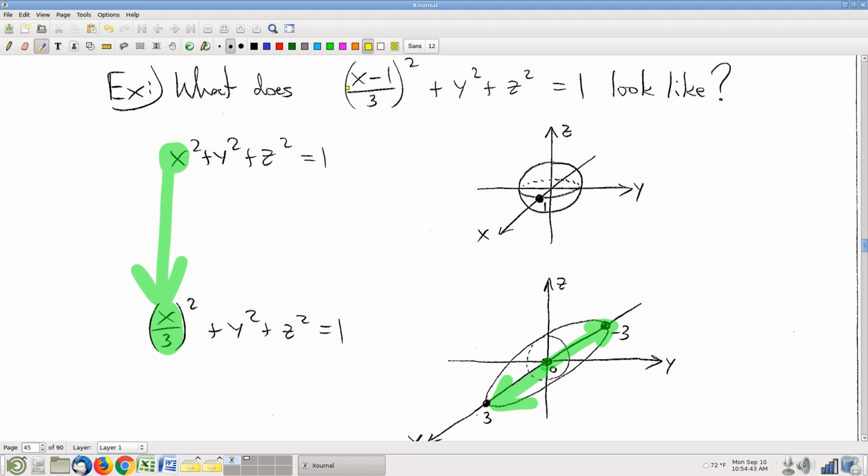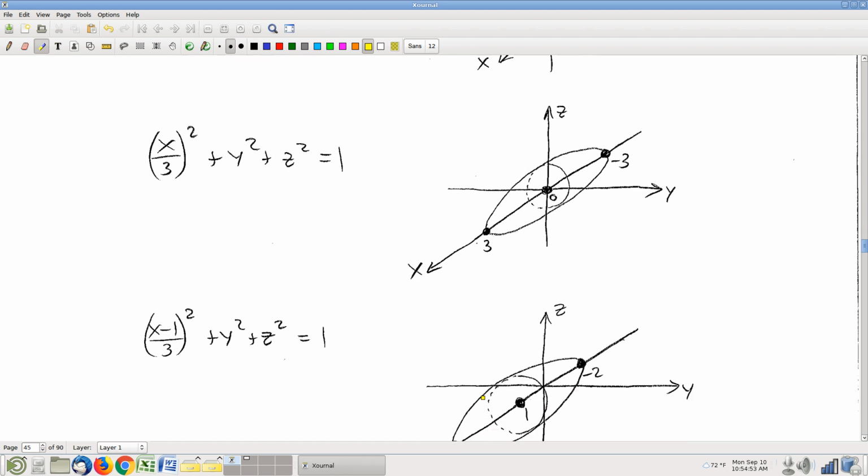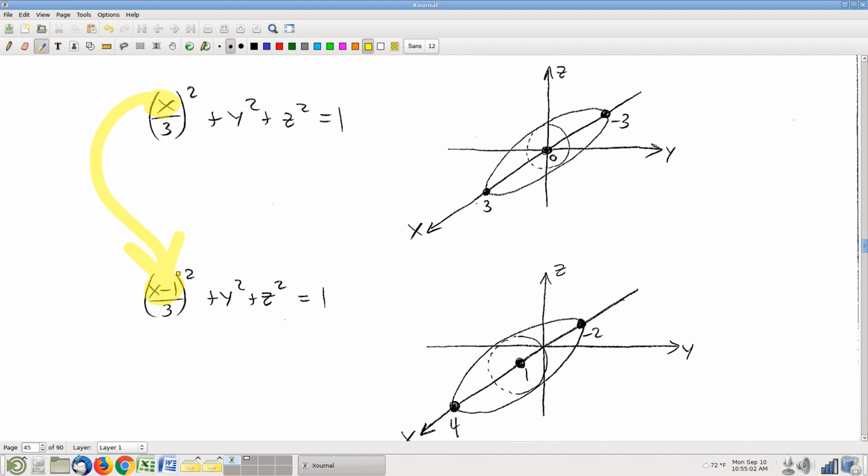Right? This original sphere gets stretched out by a factor of 3. Having done that, replacing x with x minus 1 shifts by 1 in the x direction.